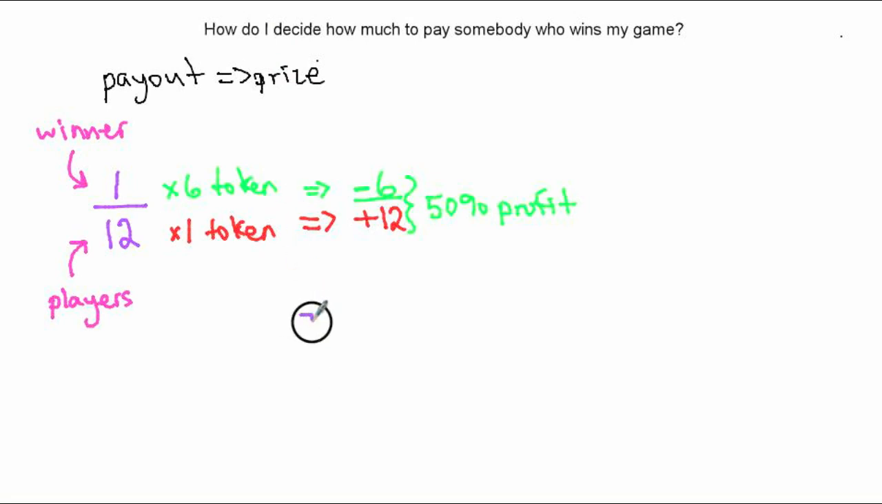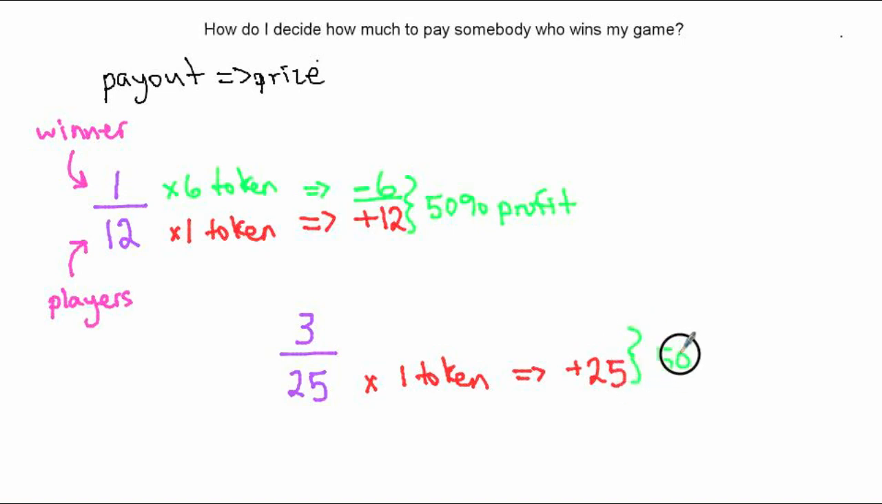Now, sometimes your probability of winning your game is a little bit trickier to calculate. For example, you might have a probability of 3 out of 25. This makes it a tiny bit trickier, so let's go through the same process. This tells us that we expect 3 out of every 25 players to be winners. So once again, we know that each person will pay 1 token, which gives us approximately 25 tokens. And because we're aiming for that same 50% profit, we know that we want to keep 50% of that 25 and we want to pay out the other 50%.